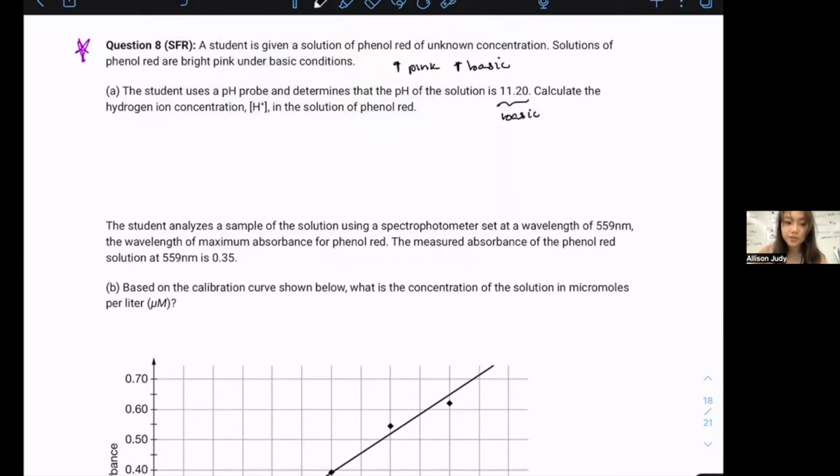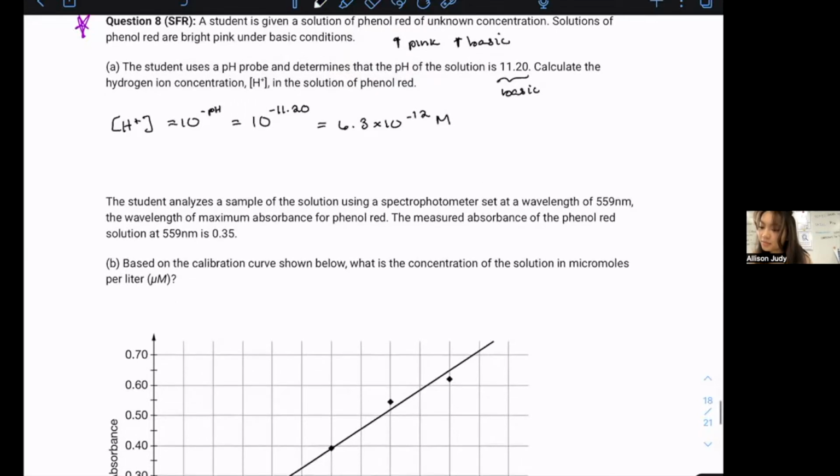So you know that the concentration of H+ or H3O+, they're pretty much equivalent, is equal to 10 raised to the negative pH. Well, you were given the pH, so you would immediately just plug in. Okay, and you would get a value of 6.3 times 10 to the negative 12 molarity. And that right there is a point.